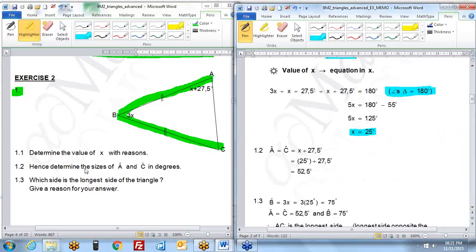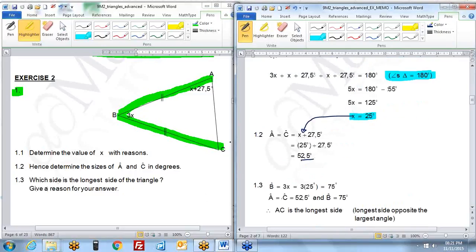So 1.2, hence determine the sizes of angle A and C in degrees. So angle A equals angle C equals x plus 27.5 degrees. You substitute the x with 25 degrees. Then you get 52.5 degrees. So angle A equals 52.5 degrees, angle C equals 52.5 degrees. Which side is the longest side of the triangle? And then you need to give a reason for your answer.